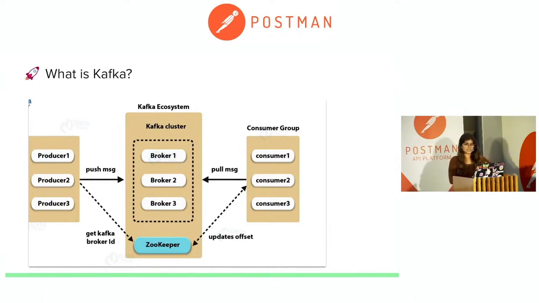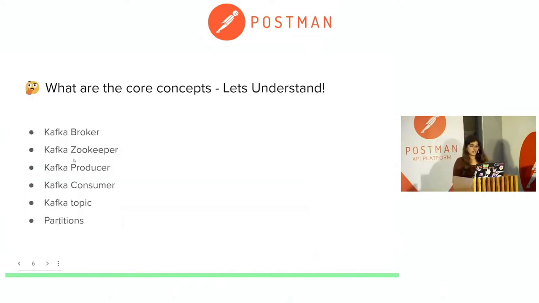So Zookeeper is basically the broker leader in this case, and the producer pushes messages to the Kafka brokers. These messages get a Kafka broker ID via Zookeeper, and consumers consume or pull those messages, and Zookeeper updates the offset. This is a very high level overview of Kafka and its architecture. Let me also go through the Kafka broker, Kafka Zookeeper, and all.